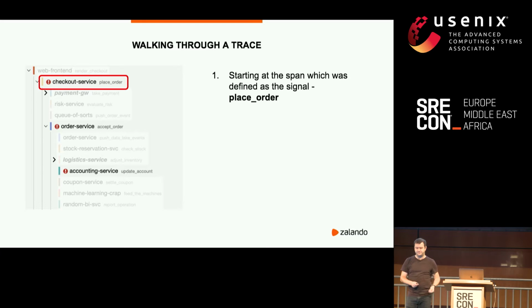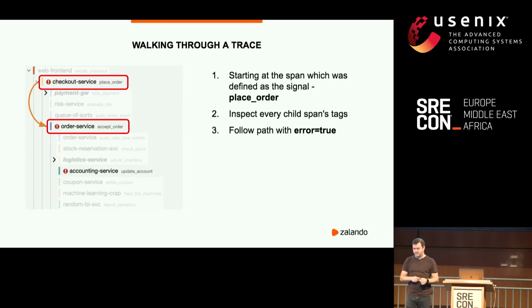This is exactly the example. What the alert handler does, it starts in the operation that represents the symptom. So place order in the checkout service. It starts there, and it sees the error. And what it does, it starts checking all of its child operations, all of those that are triggered by this one. Those that are not flagged as an error, we can ignore them. But eventually, we find the next one, the first child, that has the error. Okay, let's follow this one.